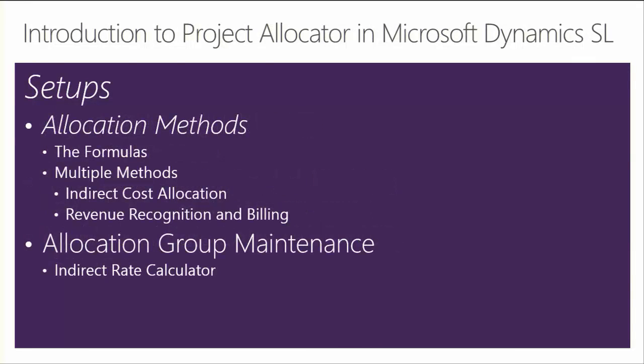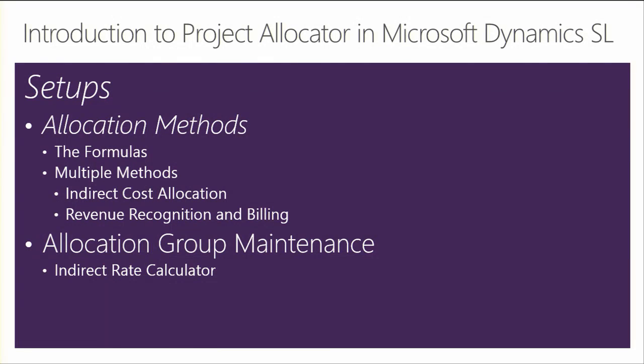We'll then dig into the allocations itself. We're going to build one very quickly. We're going to build a time and materials allocation method, which is going to apply some fringe, overhead, G&A, and then generate some revenue for us. The allocation methods themselves are the formula that Allocator uses to process data that's flowing into your project's system.